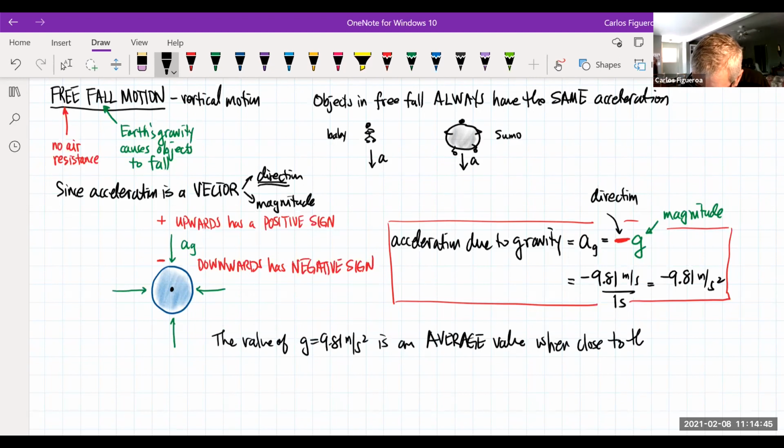close to the surface of the earth. And it's actually a value, pretty far up away from the earth. So what I mean by this here, you may have heard of the guy that jumped from the edge of the atmosphere.